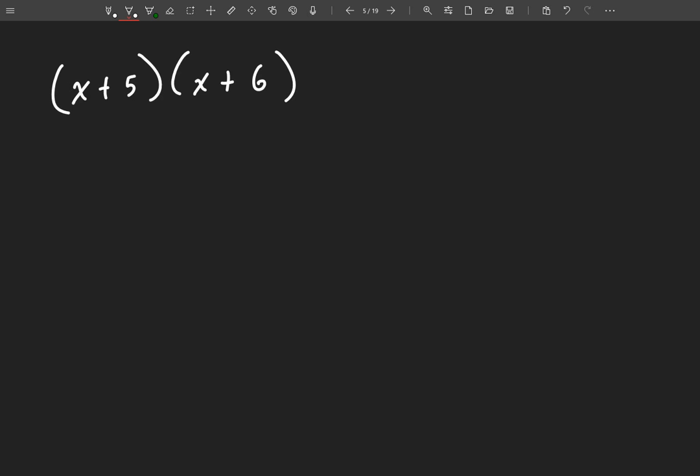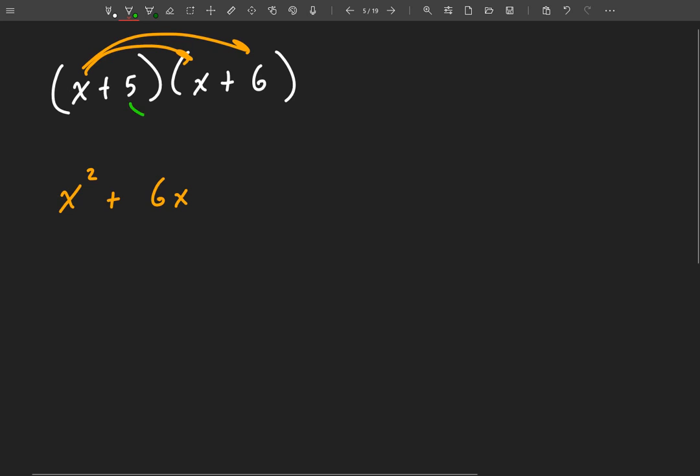Okay, here we go. So I have x times x. Maybe I should, this is only our second one, maybe I should start with some labeling. You don't go too fast. So x times x and x times 6. So it's x squared plus 6x. I'll change my color here. Now I have 5 times x and 5 times 6. 5 times x is 5x. 5 times 6 is 30.